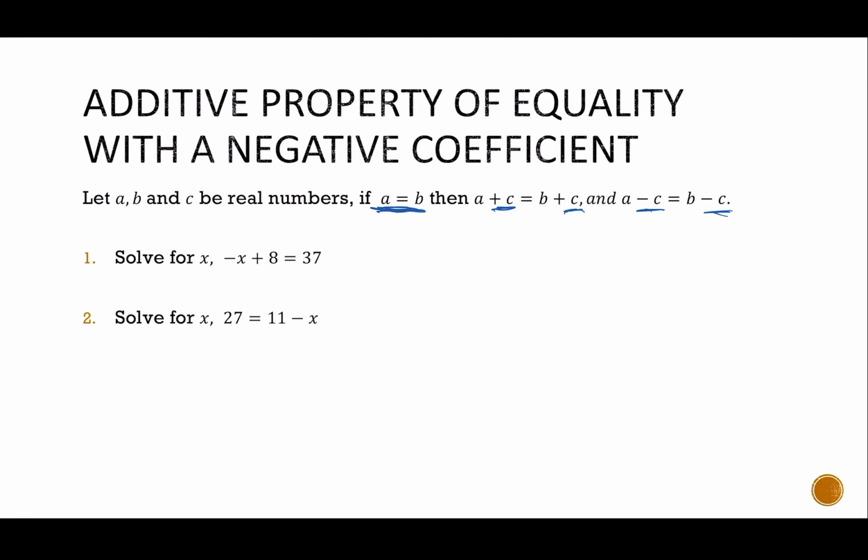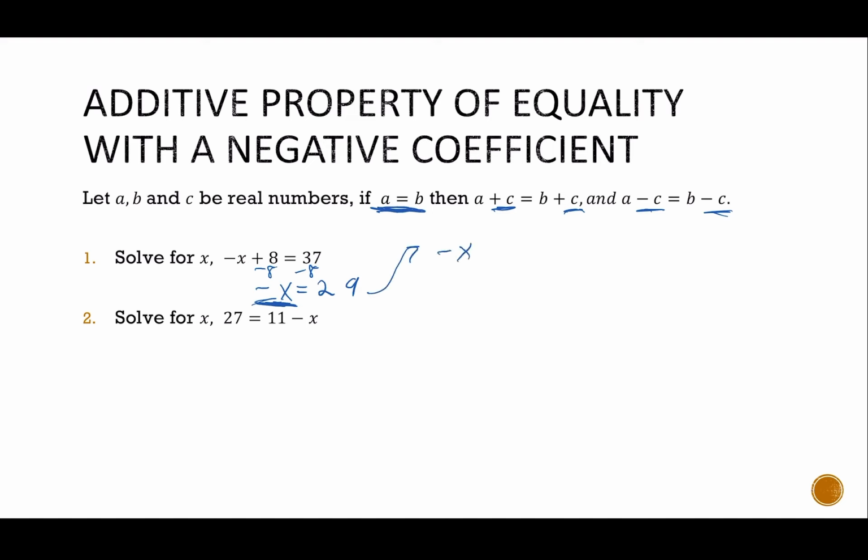I have negative x plus 8 equals 37. I'm going to subtract 8 from both sides. This gives me negative x equals 29. But I need my leading coefficient on my x to be a negative 1.